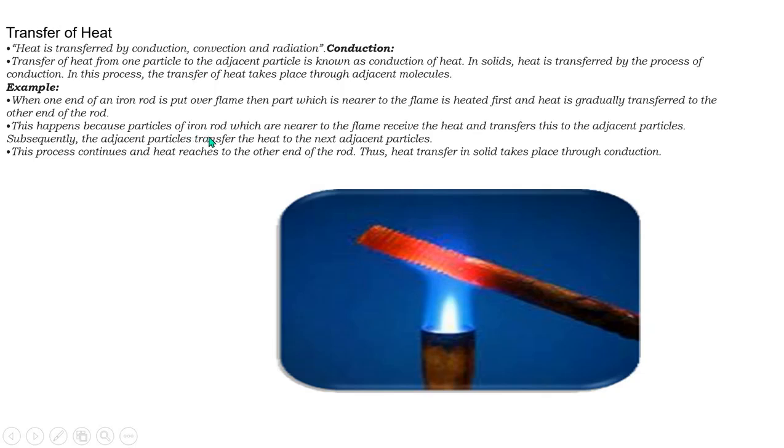This happens because particles of the iron rod which are nearer to the flame receive the heat and transfer this to the adjacent particles. Subsequently, the adjacent particles transfer the heat to the next adjacent particle. This process continues and heat reaches the other end of the rod. Thus, heat transfer in solids takes place through conduction. So, if we heat here, this part also becomes hot, meaning heat is transferring from one end to the other end.